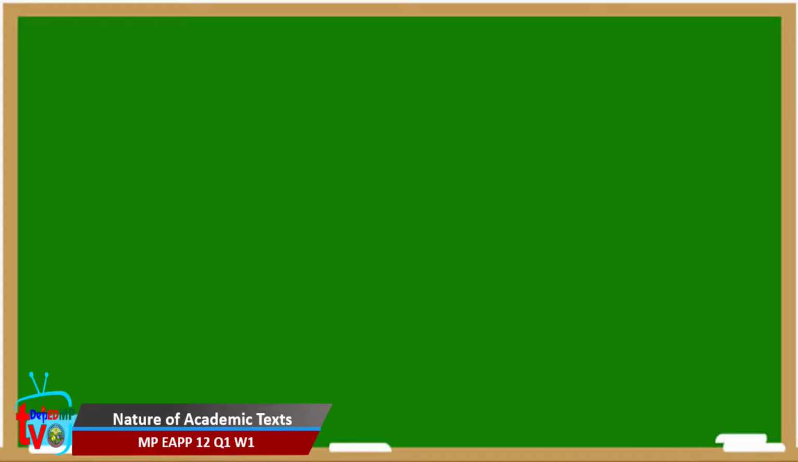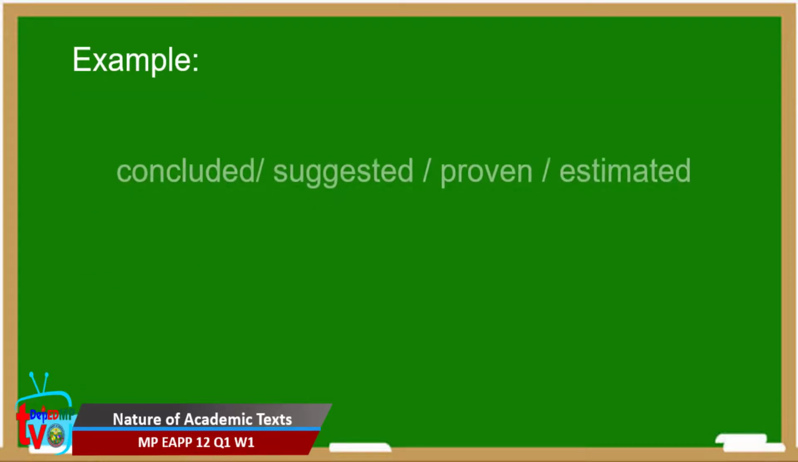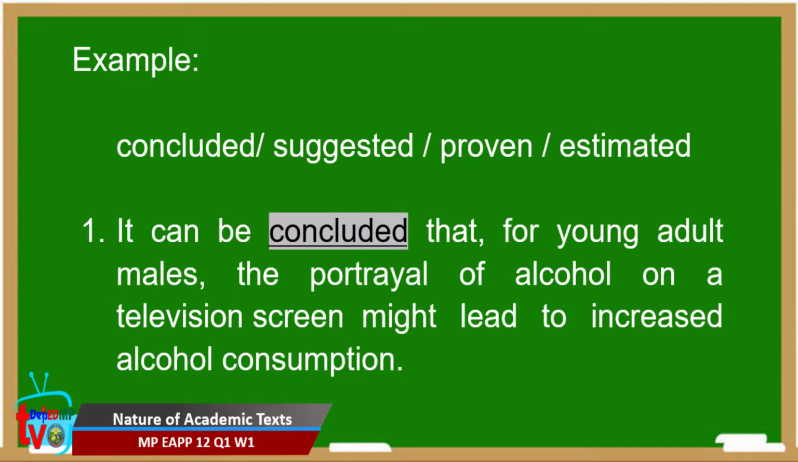Let us understand more about hedging or the use of cautious language through examples. Okay, so sentence number 1. It can be concluded that for young adult males, the portrayal of alcohol on a television screen might lead to increased alcohol consumption. Why do you think the answer is concluded? Why not suggested, proven, or estimated?